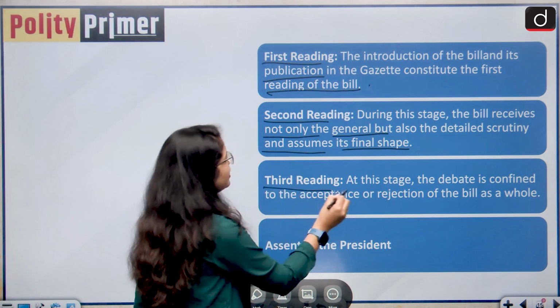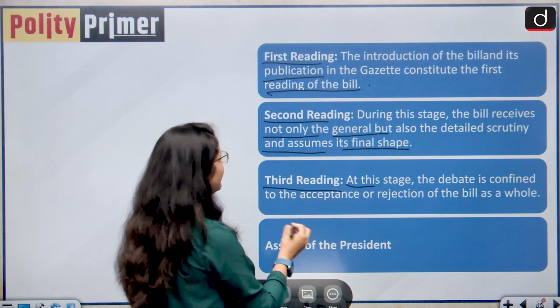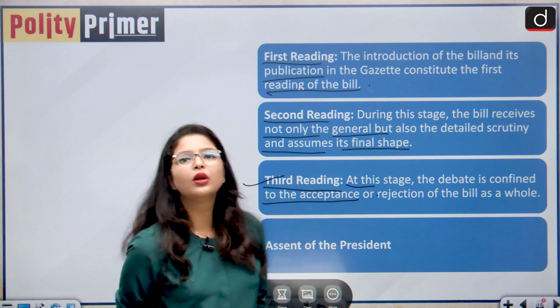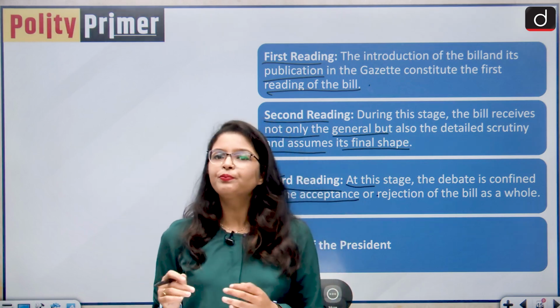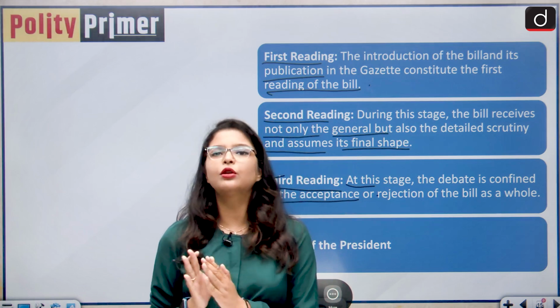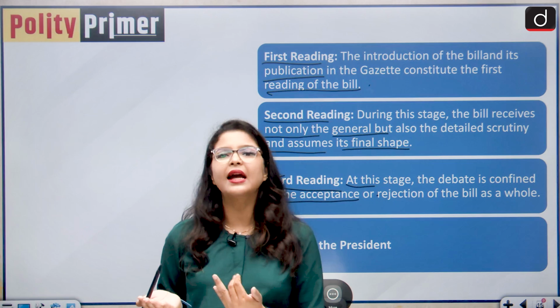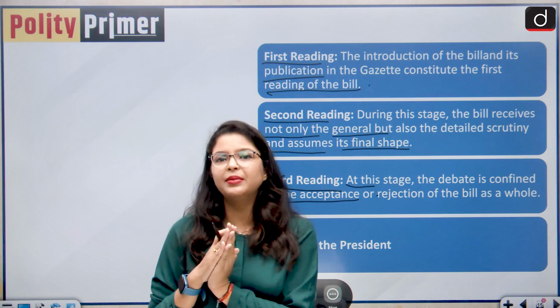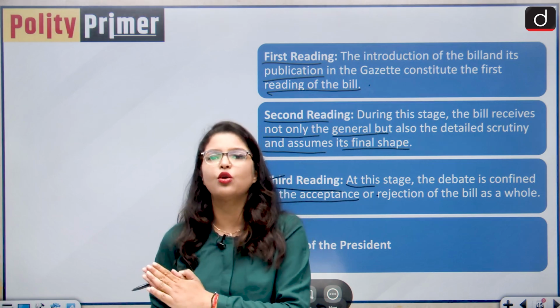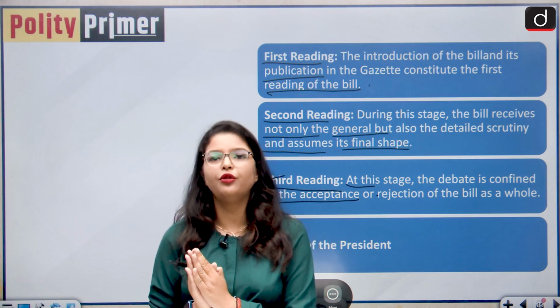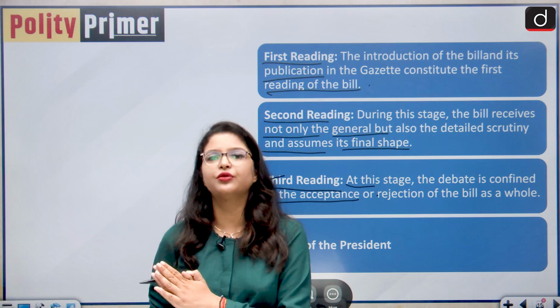Then there is third reading of the bill. At this stage, the debate is confined to the acceptance or rejection of the bill as a whole. After concluding the final arguments in the second stage, it is decided whether the bill should be accepted or rejected as a whole. So this is what happens in the second and third stages of reading.